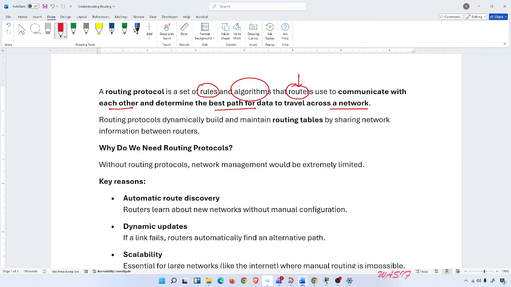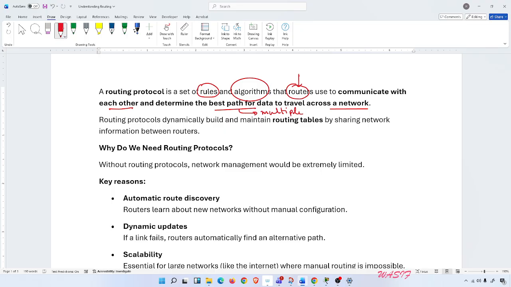When I say best path, what does it mean? It means there are multiple paths. For example, you can take a plane or you can take a car to a destination. So which one would you take? A plane, which is faster, but of course expensive. But here what it means is there are multiple paths and you select the best path.